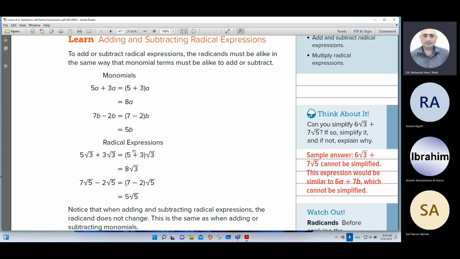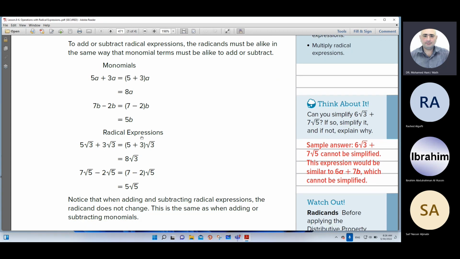And also the same idea when you want to add or subtract in the radical expressions. So if you have 5 square root of 3 plus 3 square root of 3, here you have this square root, the same square root, you can do addition. How? Take the number plus the number, 5 plus 3, then put the same square root here. Then 5 plus 3 will be 8. Then put here square root 3. 8 square root 3.